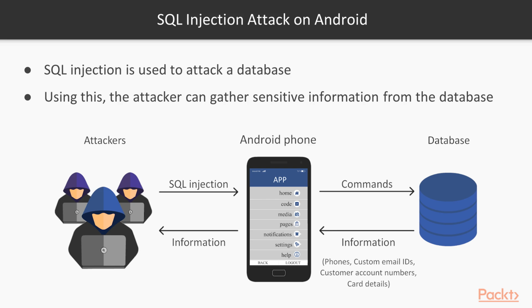What kind of information can it provide? For example, customer phone numbers, customer email IDs, customer names, customer account numbers, customer card details, etc. So this kind of sensitive data can be retrieved using SQL injection attack. The attacker just needs to bypass the security mechanism, and after that the database provides the complete info to the attacker. It means a security breach.